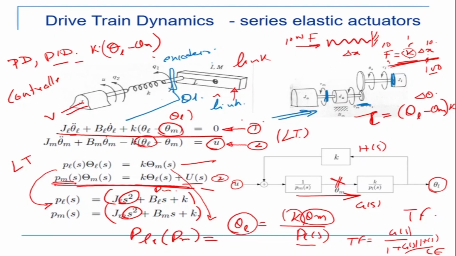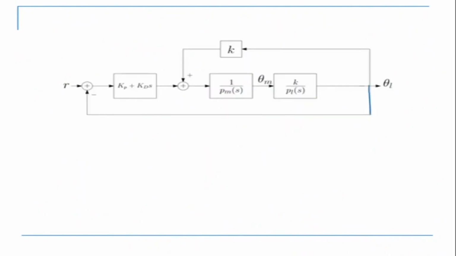In that case, the control block diagram becomes like this. This is my link angle feedback, so it's going from here into there. That's my feedback. Theta L is the feedback. In the previous case, theta M was there. It was like this.